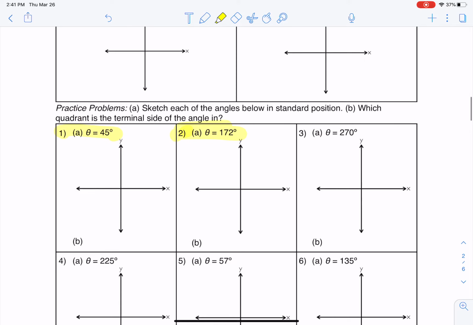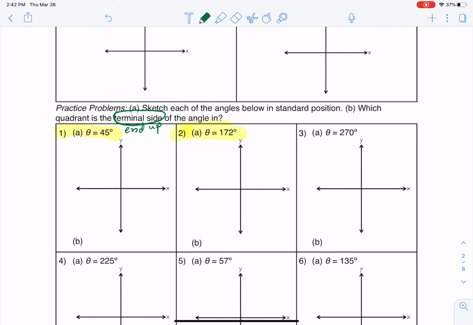All right, so we need to sketch here each of the angles below in standard position. And then we also need to answer which quadrant is the terminal side of the angle in, or where does that angle end up? So terminal side is where do we end up?